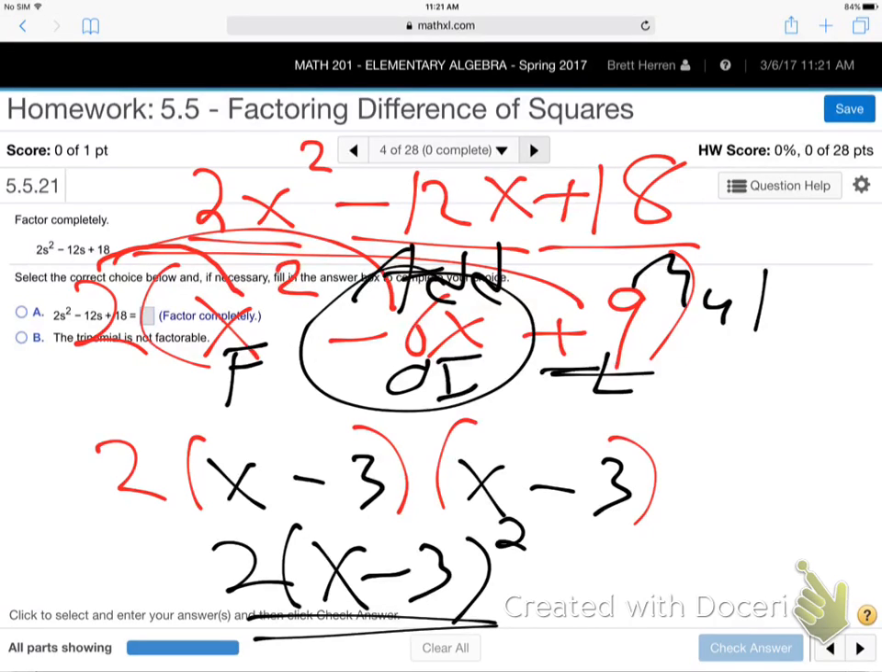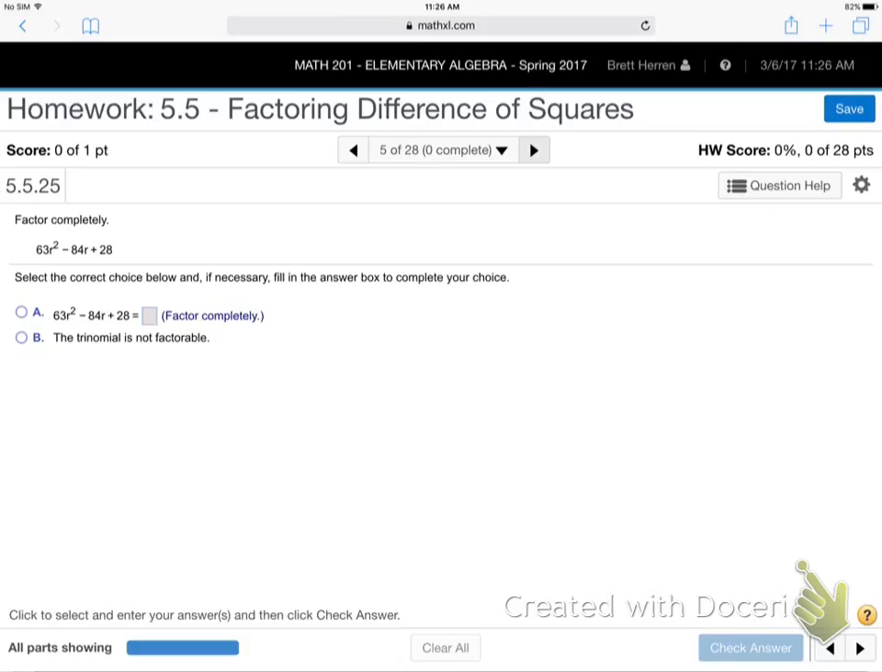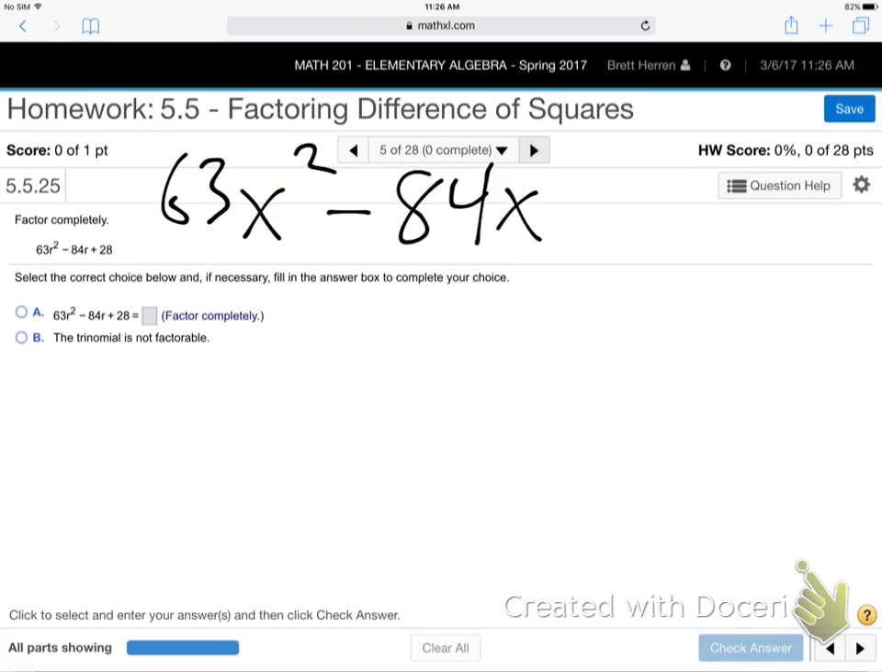So this is going to be a really ugly one. You need a calculator unless you're really, really good with your times tables. So 63 x squared minus 84 x plus 28. Okay, first question. Don't say it out loud, give everybody a chance to figure it out. Ask yourself, what number goes into 63, 84, and 28? Use your calculator, try dividing different numbers. I'll give you a hint, there is a number.